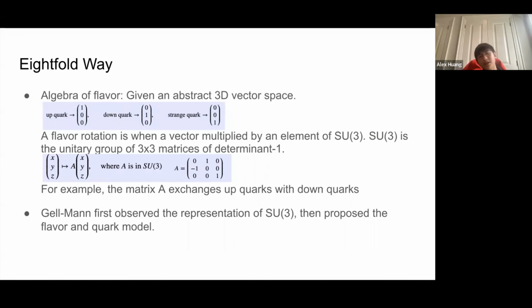So you have a 3D coordinate system, kind of. And a flavor rotation is when a vector is multiplied by an element of SU3. So it's an action of the group. So what is SU3? It's the unitary group of 3 by 3 matrices of determinant 1.